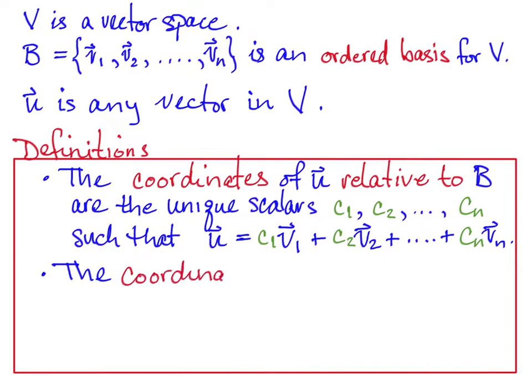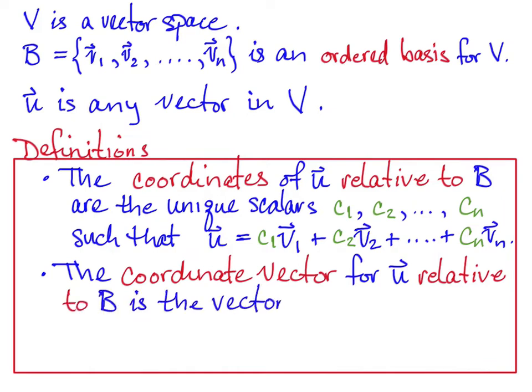So the coordinate vector for U relative to the basis B, we write it like this, is a vector in Rn. It looks like this. Each component is the corresponding coefficient from that unique linear combination. So note that the vector space I'm talking about can be any vector space. V could be a vector space of polynomials, it could be a vector space of matrices, it could be any vector space, and U is any vector in V. But the coordinate vector for U relative to a basis is a vector in Rn.